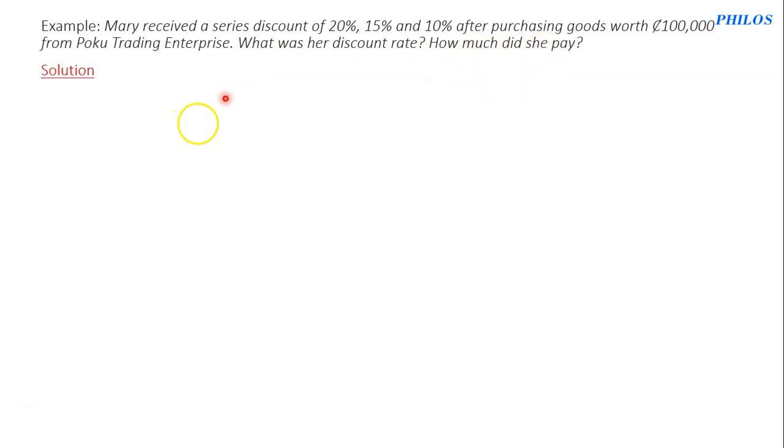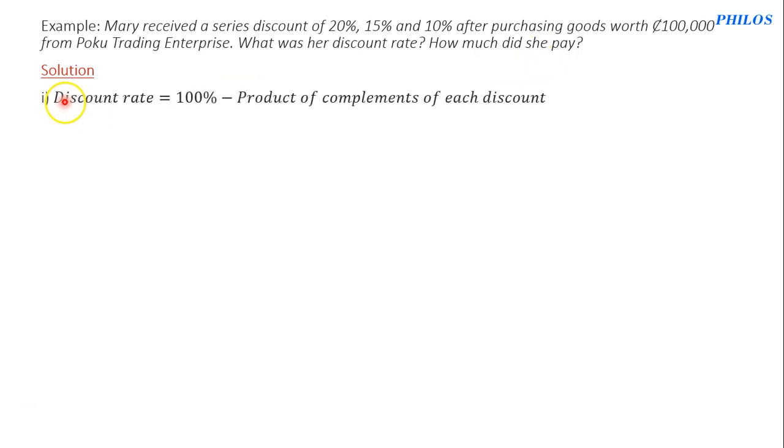To solve this, for the first question, which is Roman number 1, the discount rate should be equal to 100% minus the product of the complement of each discount. We are going to find the complement of each discount and then multiply them together. After that, we subtract that from 100% to get the discount rate. So first, we will find the complement of 20%. The complement of 20% is 100% minus 20%, and that is 80%. Then next, we find the complement of 15%, which is the second discount, and that is 100 minus 15, that's 85%. Then we also find the complement of the third one, that is 100 minus 10, that is 90%.